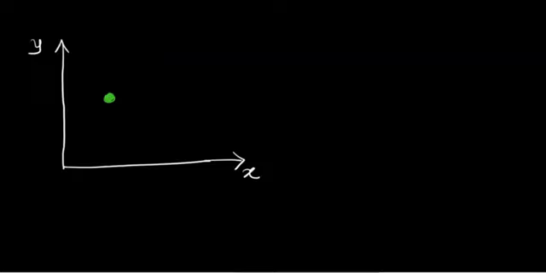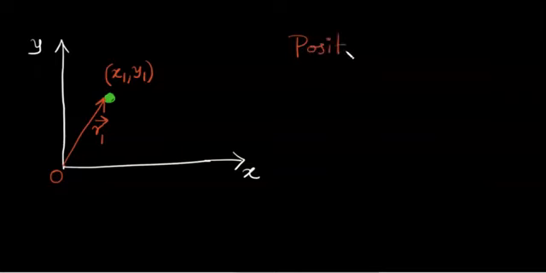Then its position is given by this vector which starts from the origin. Let's say this is the origin and this is the position vector. Let's say this is r1 bar, so this is the initial position. The coordinates of this green particle are x1 and y1. This r1 bar is called the position vector. It gives you the position of that green ball or particle.